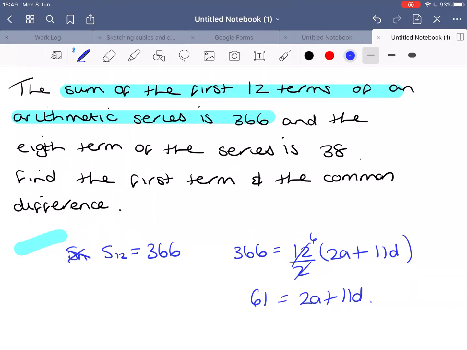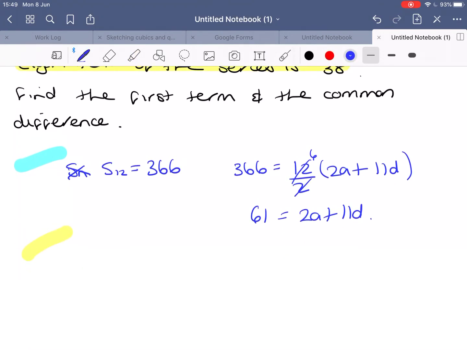And then I look at what other bit of information I've got as well, and I've got the 8th term is 28. Well, I can do something with that because I can create an equation with that. So I know the 8th term, U8, is 28. So what's the equation for the nth term? Well, U8 is A plus 9 lots of D. So my 28 is A plus 9 lots of D.